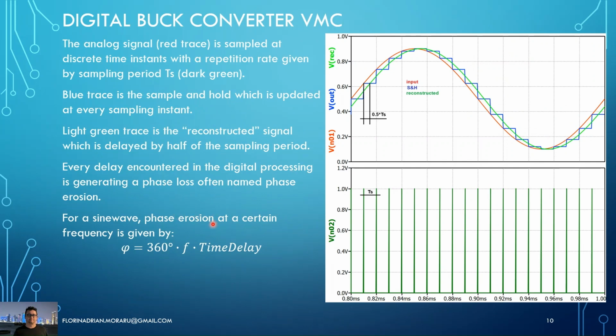Okay, something about the phase erosion mechanism. Basically, every time delay we have in the digitized sampling of the output voltage and digital processing will introduce a phase loss. Here is an example. The red trace is an analog signal. We are sampling it at a fixed sampling period, and then we have a sample and hold waveform, which is the blue one.